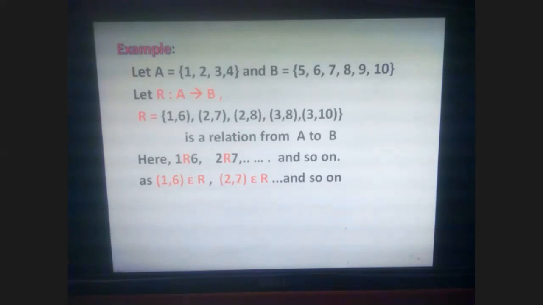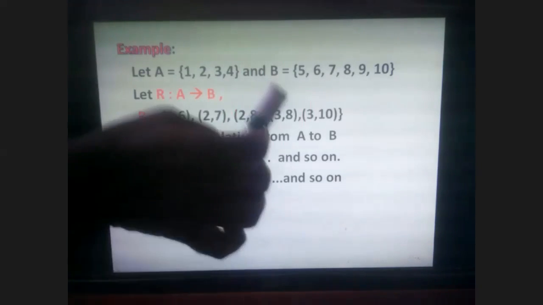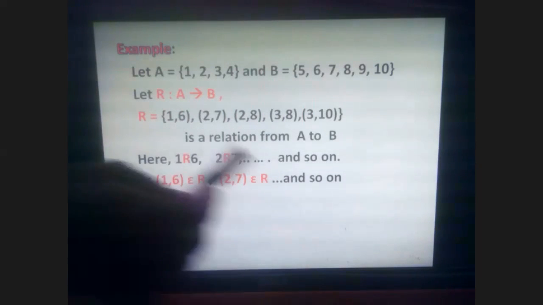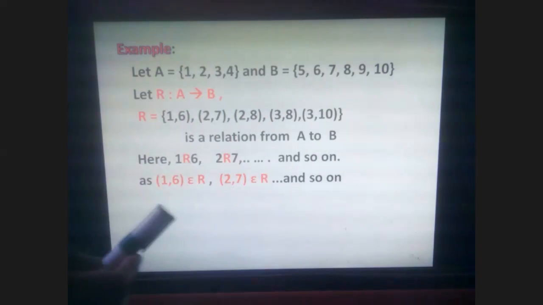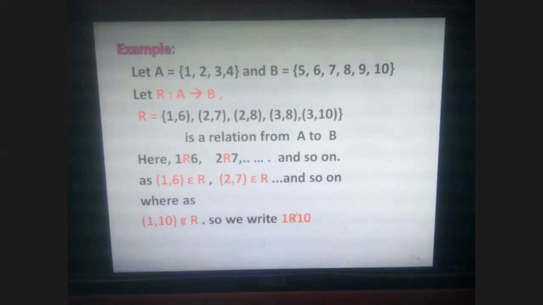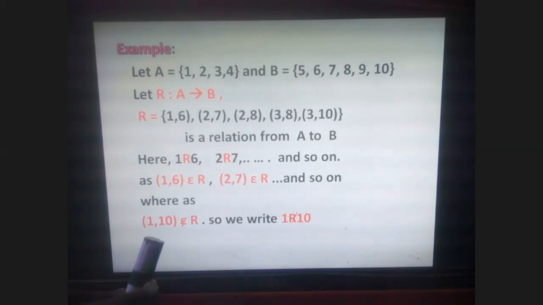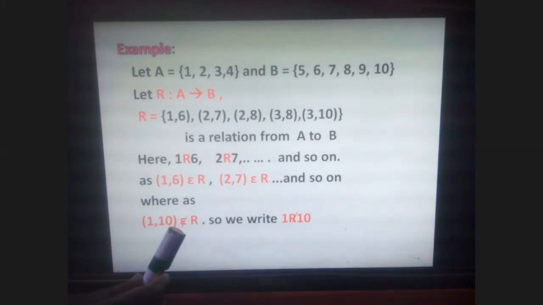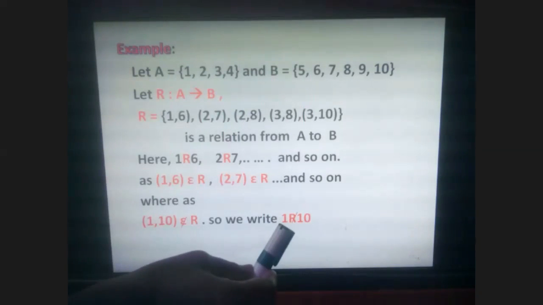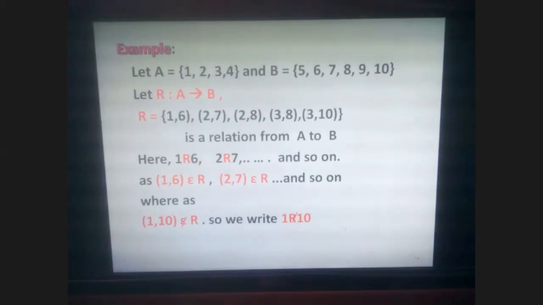Another example, if you have (1,6), (2,7), (2,8), (3,10). It is very much a subset of A cross B. That is also a relation from A to B. (1,6) member of R, so 1 related to 6. (2,7) member of R, so 2 related to 7, and so on. Well, again we can have (1,10). (1,10) is not a member of R because R doesn't have (1,10). So 1 is not related to 10.